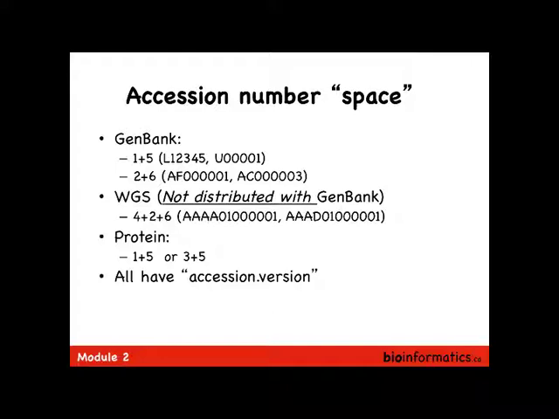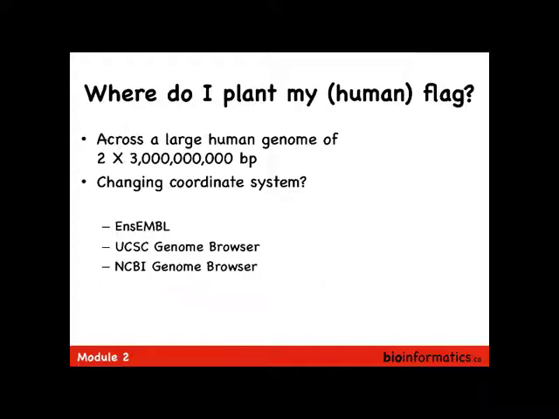So the accession number space: accession numbers are usually one letter plus five numbers, then we ran out of space, so we ran out of letters and numbers. So we started using 2 plus 6, then we were running out of those. And then the whole genome sequencing, which are not distributed with GenBank, uses 4 plus 2 plus 6. So it's 4 letters plus 2 numbers plus 6 numbers. And then proteins are either 1 plus 5 or 3 plus 5. So if I look at any accession number, I actually know if it belongs to a protein or a DNA, because they all have different structures. Historically they didn't, but now every record in GenBank and every protein in GenBank has an accession.version number.